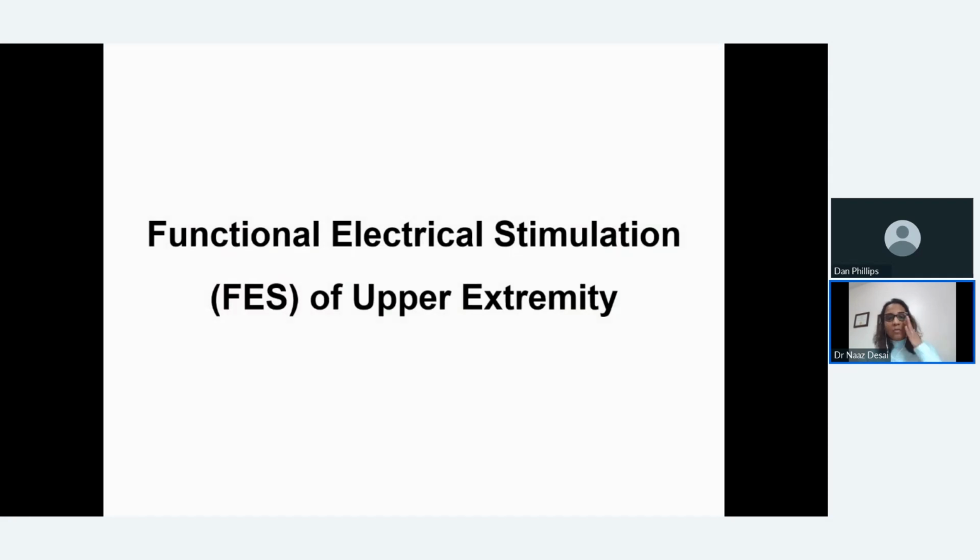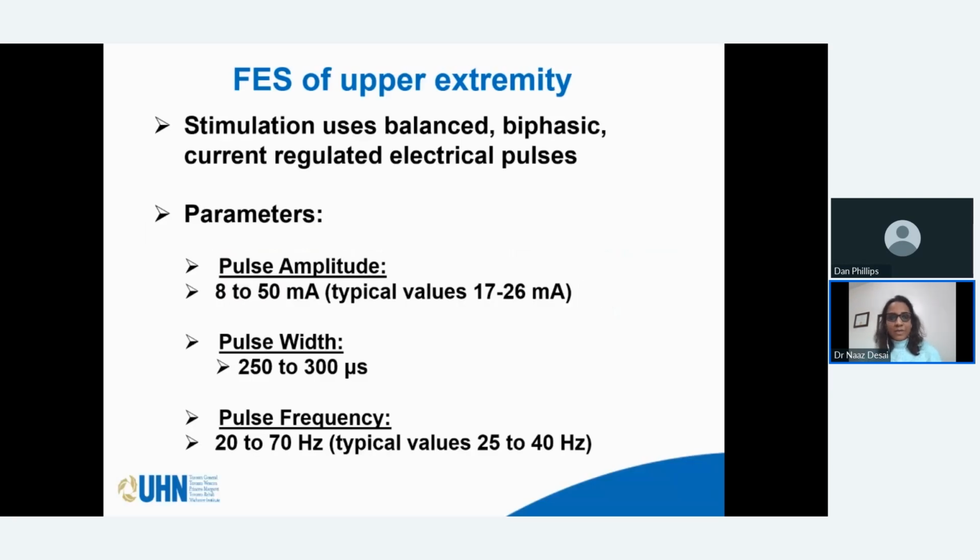So here again, now we will restrict ourselves to the retraining aspect of FES. So when we are talking about FES for the upper extremity, the stimulation generally uses balanced biphasic current regulated pulses. And these are the commonly used parameters of stimulation.